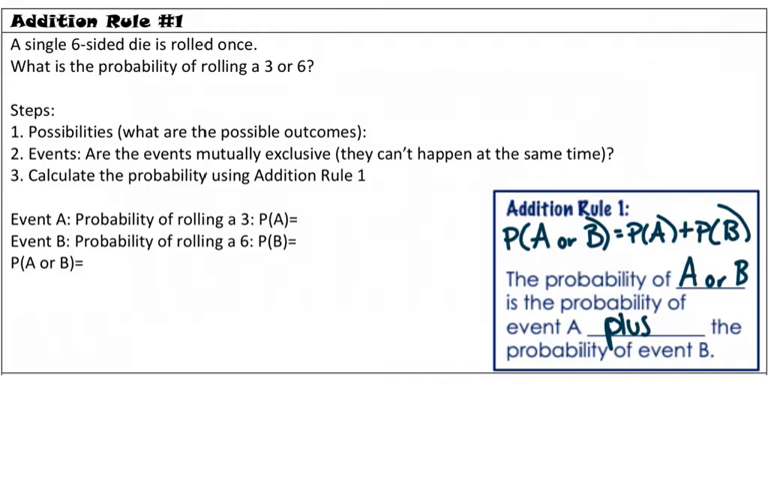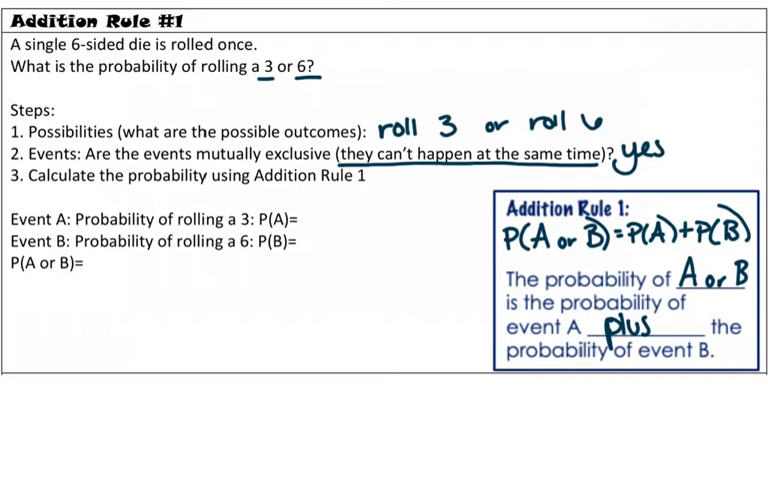So a single 6-sided die is rolled once. What is the probability of rolling a 3 or a 6? Alright, so step 1, think about the possibilities. So you could roll a 3 or you could roll a 6. Are the events mutually exclusive, which means they can't happen at the same time? So yes, there's no way you could roll a 3 and a 6 at the same time because you're rolling one die. So now we're going to calculate the probability using the addition rule.